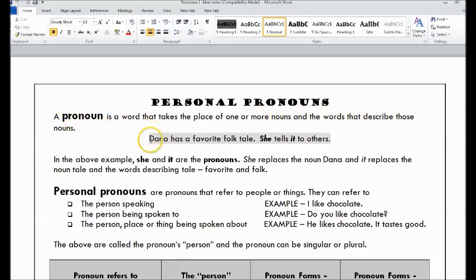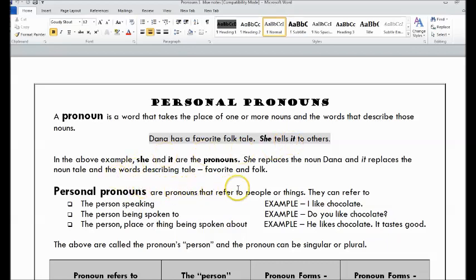So for example, Dana has a favorite folk tale. She tells it to others. In the above example, she and it are the pronouns. She replaces the word Dana. It replaces the noun tale and the words that describe tale, which is a, favorite, and folk. Okay, so this whole thing is replaced with it.